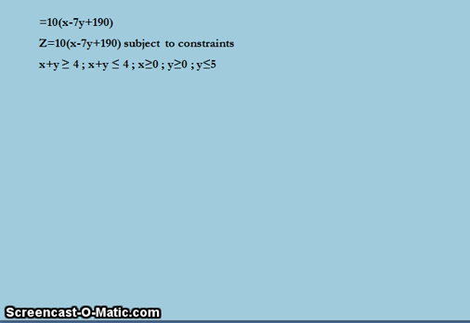Hence the given problem can be formulated as a linear programming problem as: find X and Y which minimize Z, that is the objective function, which is equal to 10 into (X minus 7Y) plus 190, and is subject to the constraints X plus Y is greater than or equal to 4, X plus Y is less than or equal to 8, X is greater than or equal to 0, X is less than or equal to 5, Y is greater than or equal to 0 and Y is less than or equal to 5.